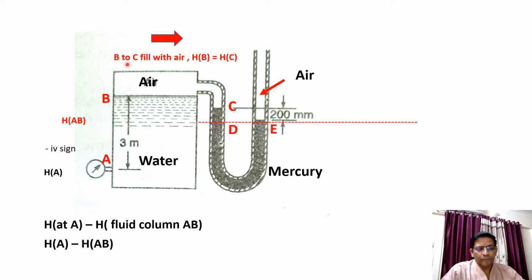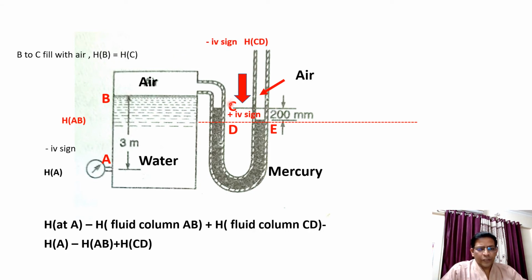Next, B to C is filled with air. Therefore, the pressure head at point B equals the pressure head at point C. From point C to D is in a downward direction. With an increase in elevation, subtract pressure head, and with a decrease in elevation, add pressure head. Pressure head increases with the height of a fluid column. Therefore, plus the height of fluid column CD.